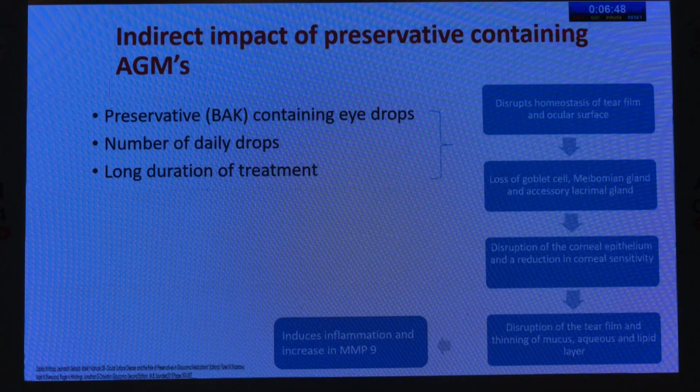Now the indirect impact is because of the preservative. The most common preservative that is used in the glaucoma medications is BAK, benzalkonium chloride, which is a quaternary ammonium compound which has a detergent effect. Its toxicity is mainly related to the number of daily drops that we use and the long duration of treatment. What it does is it disrupts the homeostasis of the tear film and ocular surface. It causes loss of goblet cell, meibomian gland, accessory lacrimal gland. It causes disruption of the corneal epithelium and a reduction in corneal sensitivity, disruption of the tear film and thinning of the mucous aqueous lipid layer, and thus increases inflammation, increases the matrix metalloprotein 9 levels.